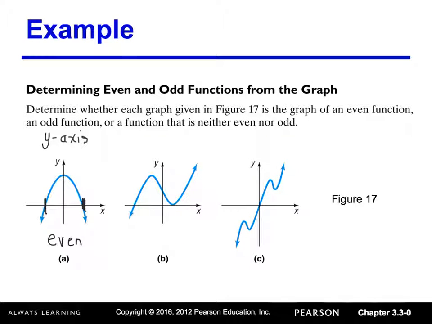therefore it is neither even nor odd, because it's not symmetric to the y-axis, nor is it symmetric to the origin. But in C, I think you notice if you were to rotate this graph around the point at the origin, this side of the graph would land nicely on this side of the graph, and vice versa. Therefore, it is symmetric to the origin, which makes it an odd function.